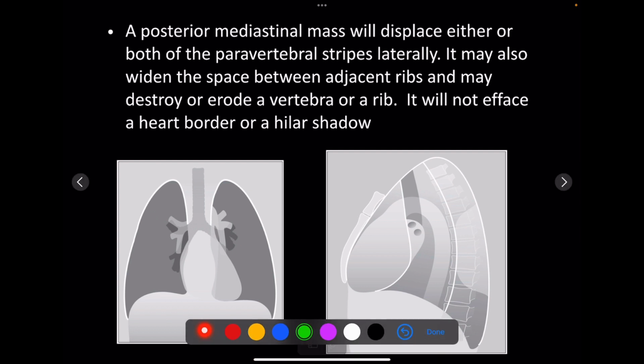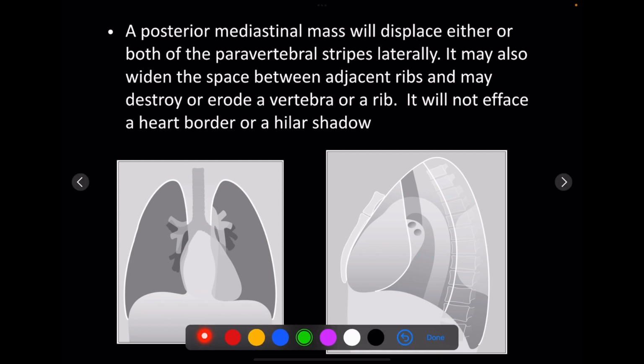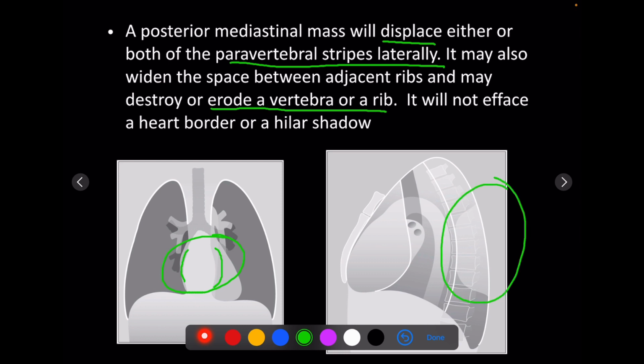While a posterior mediastinal mass will displace the paravertebral stripes laterally. So here you can see how this is displacing. So this is how the mass will displace the paravertebral stripes, and it will erode the vertebra or the ribs, because the contents of the posterior mediastinum are the vertebra. So it will erode the vertebra or the rib. It will not affect the heart or the hilum. Heart is anterior, hilum is the middle.